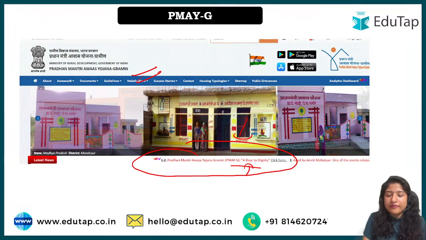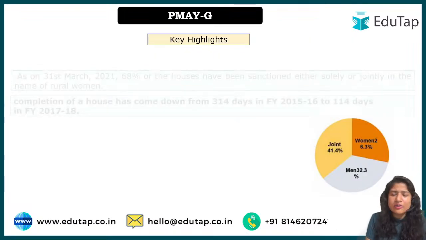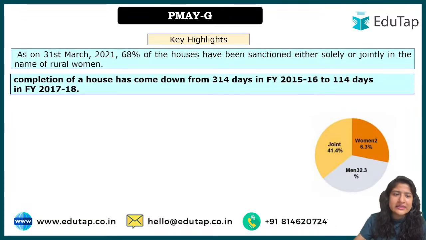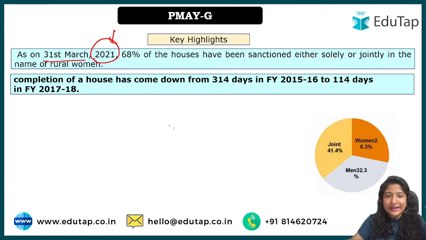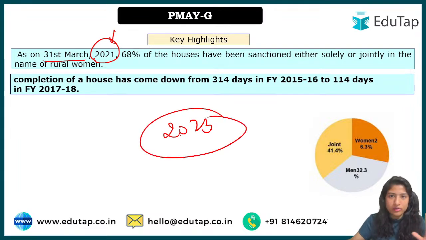Apart from that, we'll look at two important key highlights. First of all, as of March 31st 2021. It's currently 2023, right? And no doubt, if asked in the examination, there are 99.9% chances they will ask for the latest data only, recent data only. And even if you're thorough with the news, you would get to know the latest data.